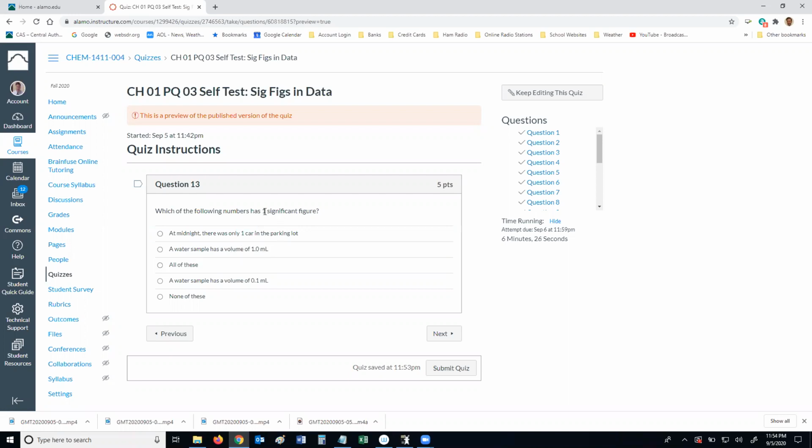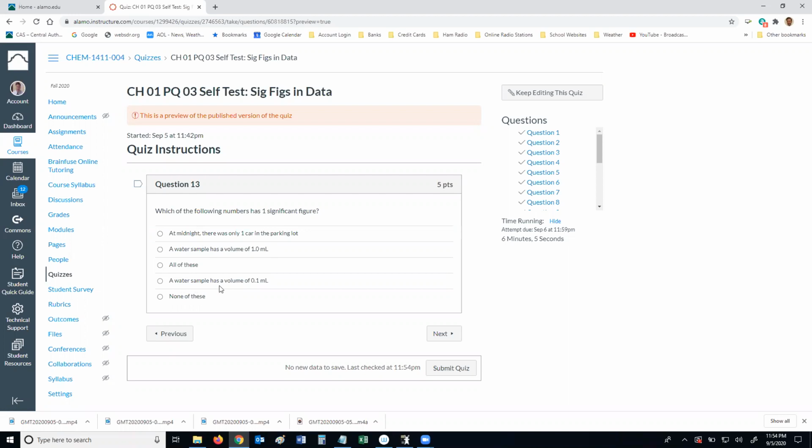Remember, we're looking for the one with 1. Okay, then we have all of these. I guess it scrambled them, so all of these could refer to anything you see here, but we've already found that some of these two up here do not have one significant figure, so clearly it's not all of these.